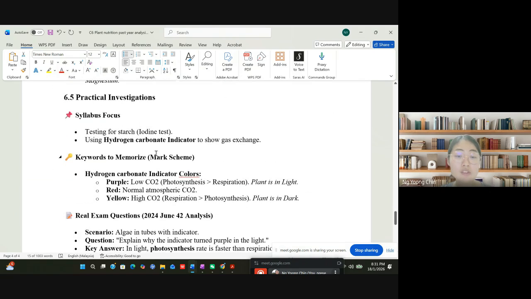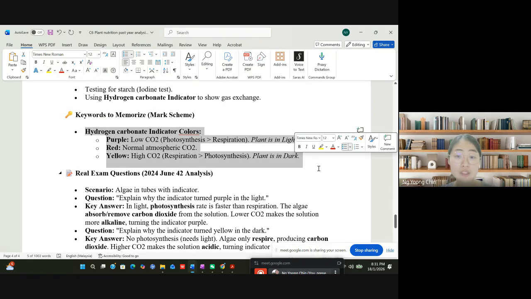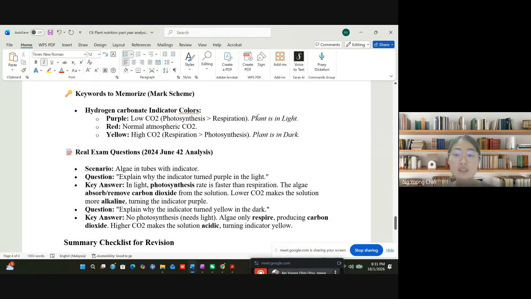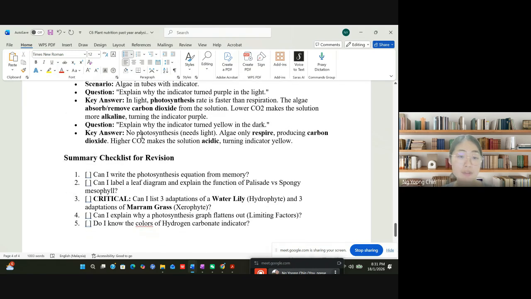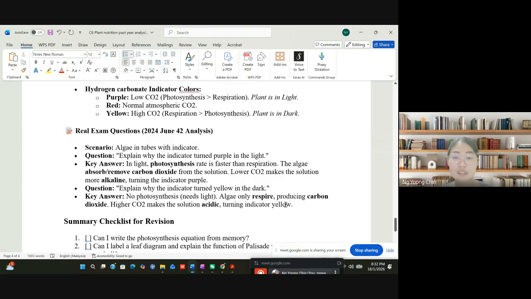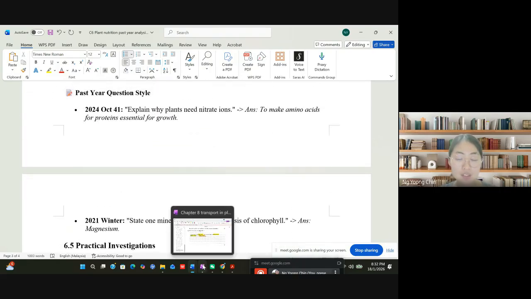For this one, you need to know the change in color for the hydrogen carbonate indicator. Just remember that when the plant is in light conditions, the carbon dioxide is low because the photosynthesis rate is higher than the respiration rate. But when the plant is in the dark, the respiration rate is higher than the photosynthesis rate. This one, read by yourself. That's all for chapter 6 and chapter 8.